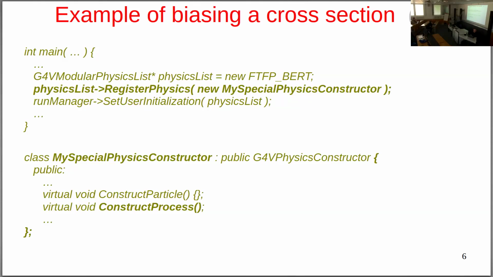So for instance, if we want to use this native hadronic way to bias cross-section, this is the way. In your main program, after you specify the physics list, for instance FTF-BERT, you register my special physics constructor. When you see something starting with not G4, it means that it's something special for your application, my application in this case. It's not something distributed with Geant4. All the Geant4 classes start with G4. This is the way to define this class. It inherits from G4VPhysicsConstructor. Then you have ConstructParticle, where there is nothing to define, and you need to define ConstructProcess.